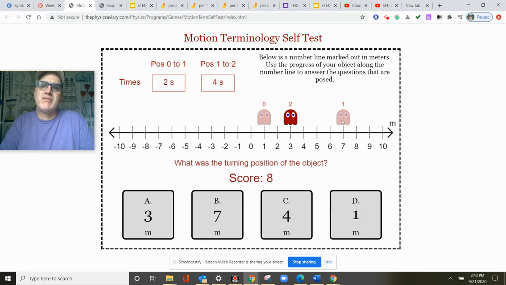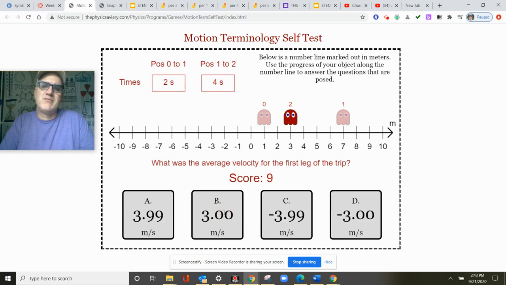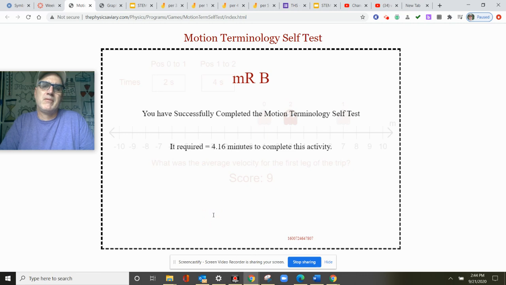The turning position of the object, it turned at position 7. The average velocity for the first leg of the trip, now that's the velocity, so there's a sign. So it goes 6 units in 2 seconds. It's going positive, so that's positive 3. And I completely completed it.